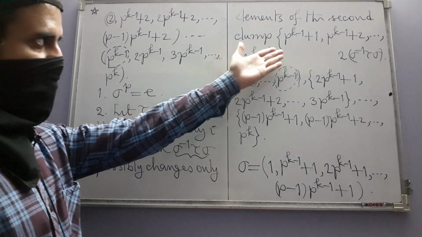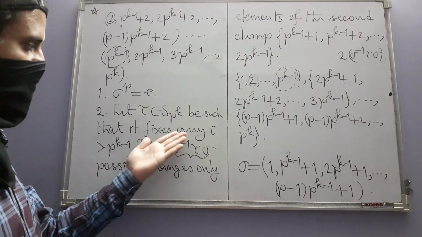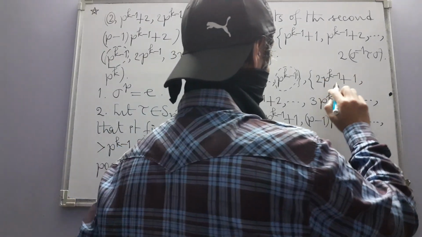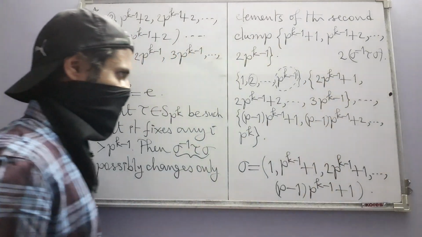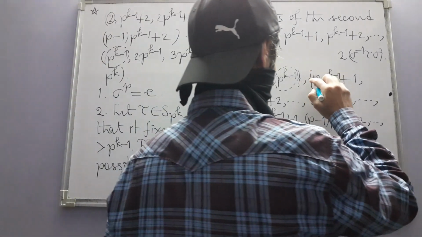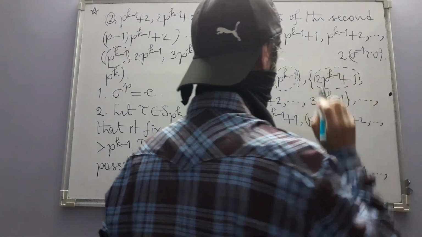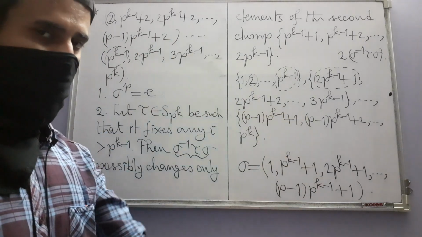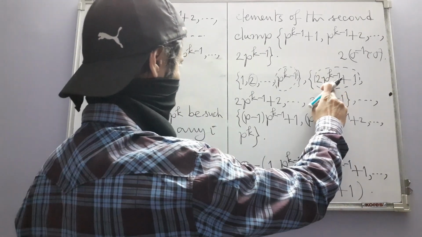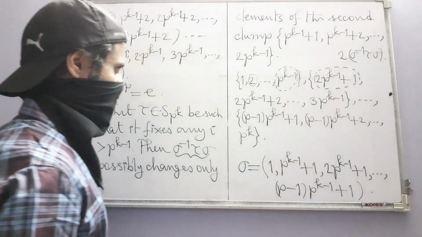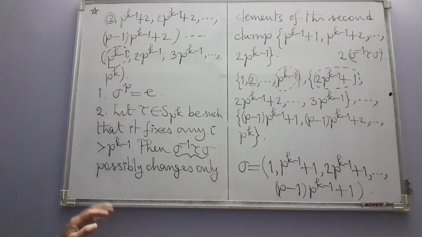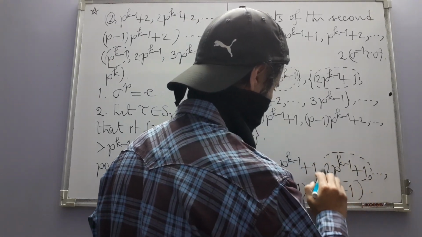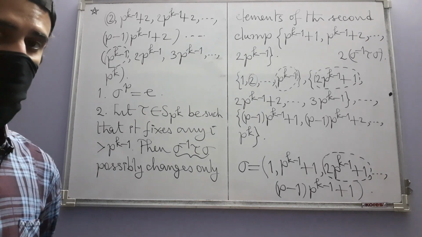The elements of the second clump possibly will get changed under this, so we are not going to say anything about them. But what happens to the elements of the third clump? Let's see. Now we have become a little smarter, so we can speed things up. Where does this lie? 2p to the power k minus 1 plus 1 in sigma. It lies here in the very first cycle as the third element.